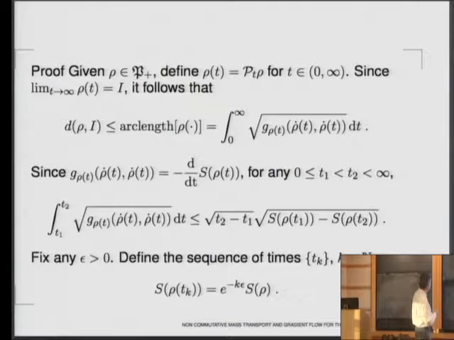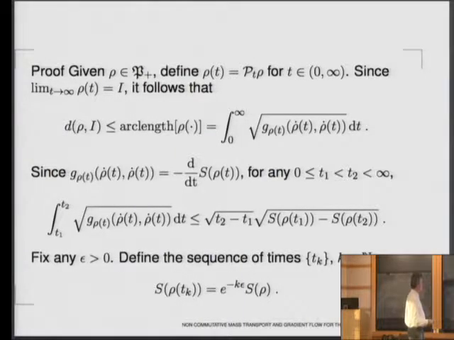So you write down this distance from the identity. We're using the fact that as t goes to infinity, the rho of t converges to the identity. So this distance is the arc length along the solution of the Fokker-Planck equation. That's just what it is. Okay? Because this is some path which does it. Okay? So you compute this. Now, since this thing without the square root is the rate of change of the entropy, by the Schwarz inequality you get the square root of t2 minus t1 times the square root of the entropy increment.